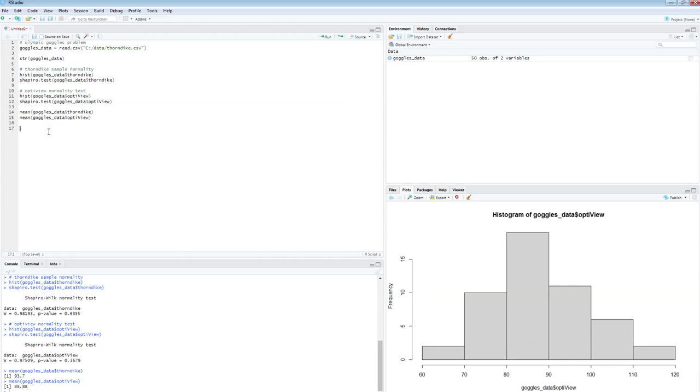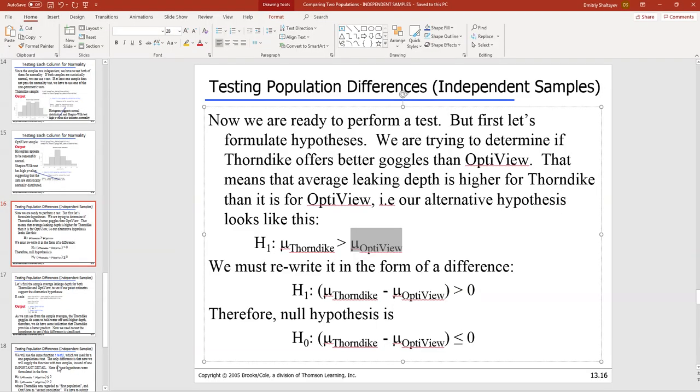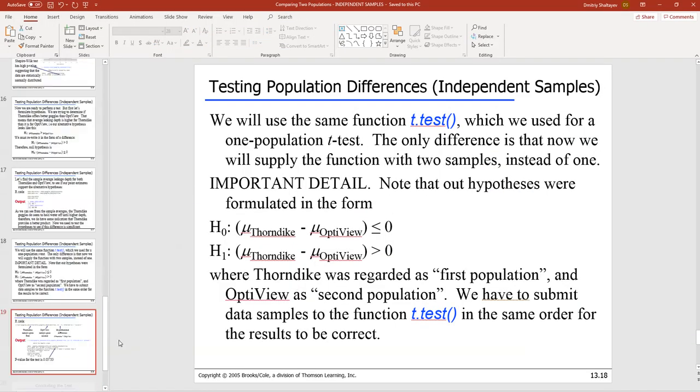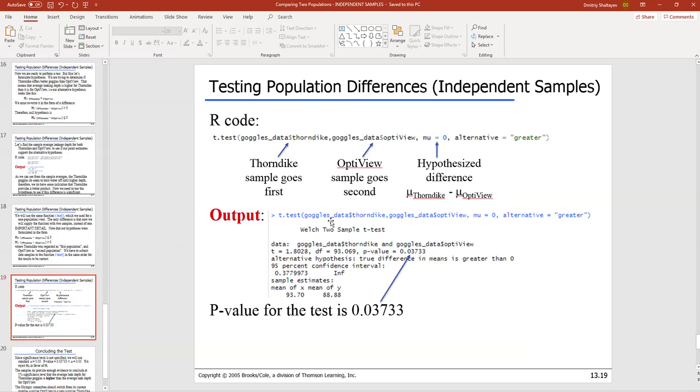Alright, so for that we're going to use precisely the same function, and I've put that in the hypothesis testing slides right here. We're going to use precisely the same function as I told you before, t-test. The only thing is this: when we discussed one population test, the first argument that we supplied for the function was your column of data. Well, in this case we're going to supply 2 columns of data, because we're testing 2 columns.